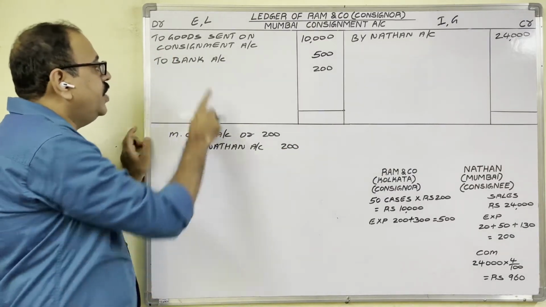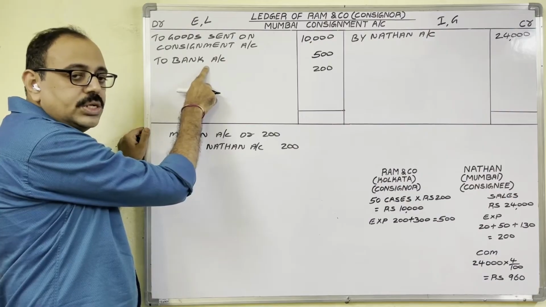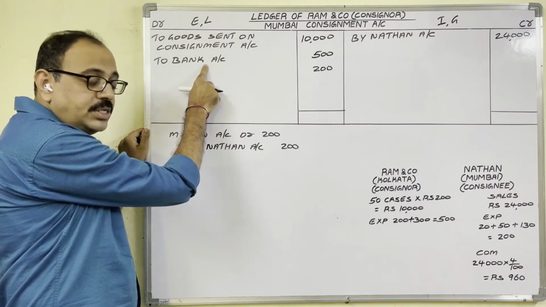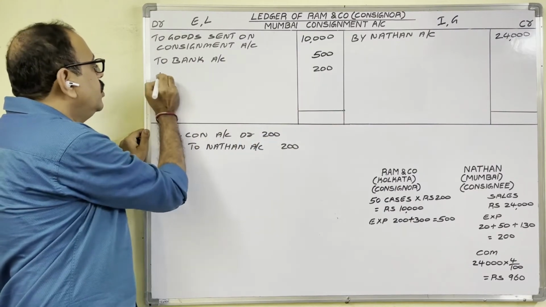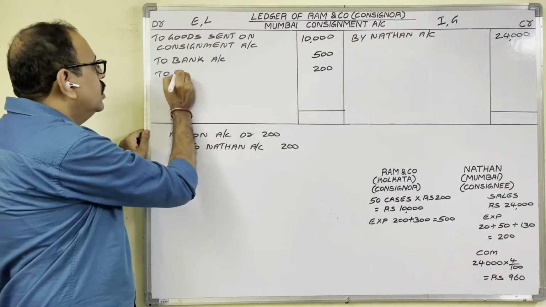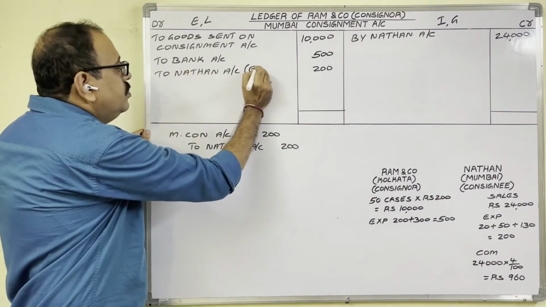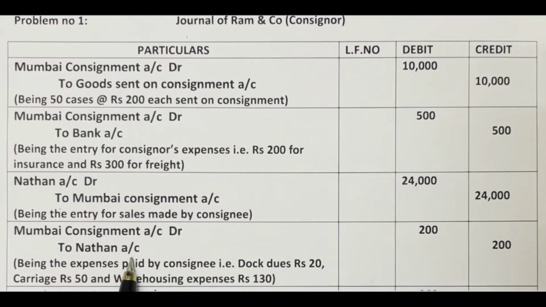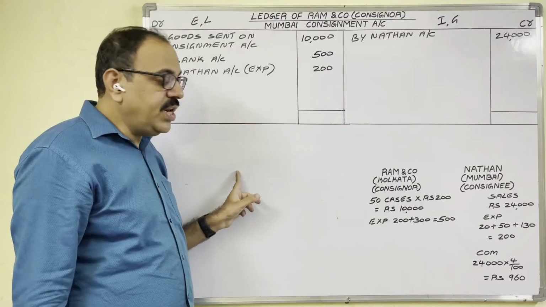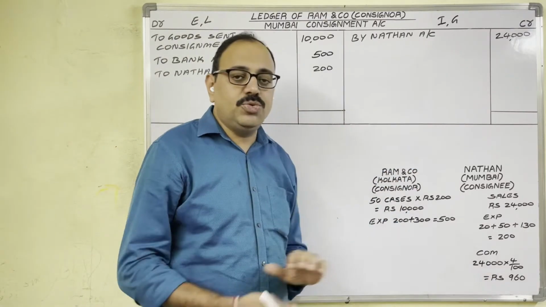So remember, for consignor expenses, you have to write to bank. But for consignee's expenses, in consignor's books, you have to write to Nathan account, consignee's name. Expenses in brackets, you mentioned that. Mumbai consignment account debtor to Nathan account 200. Narration: being the expenses paid by consignee, that is dock dues 20 rupees, carriage 50 rupees, and warehousing expenses 130 rupees.